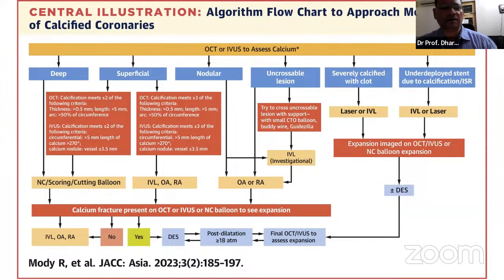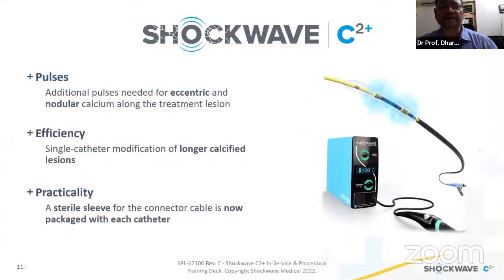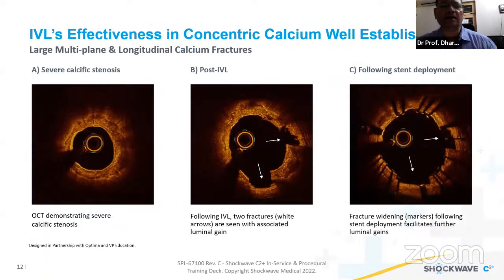And the recommendation is that if NC scoring or cutting balloons are not working, then we can go for laser or IVL therapy, other than rota or orbital atherectomy. So this is the shockwave therapy, IVL therapy, where we give pulses. In this C2 plus we have additional pulse options, and it's a single catheter which can treat longer calcified regions, and there is a sterile sleeve for the connector cable. So it's quite hygienic and safe.